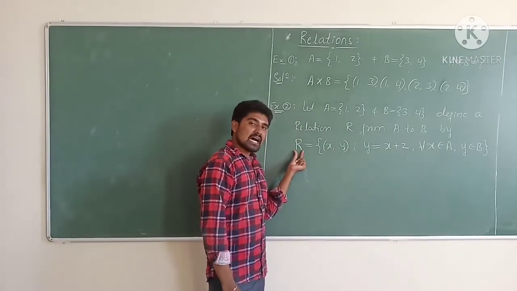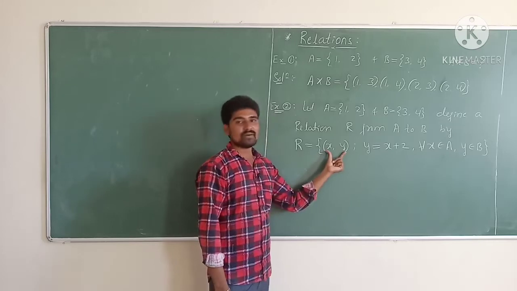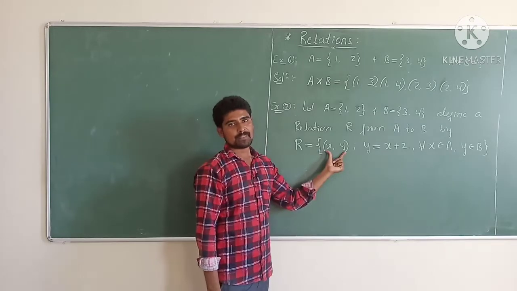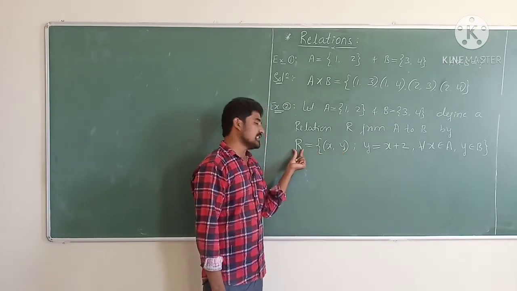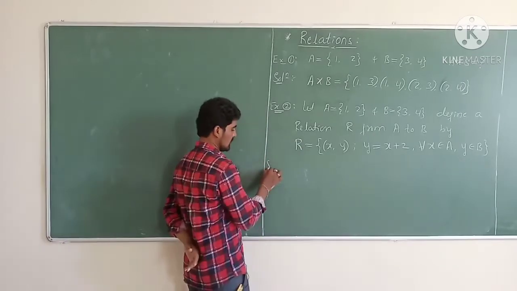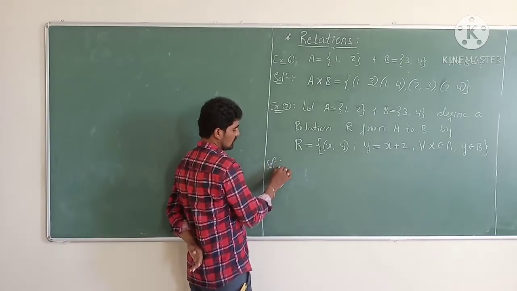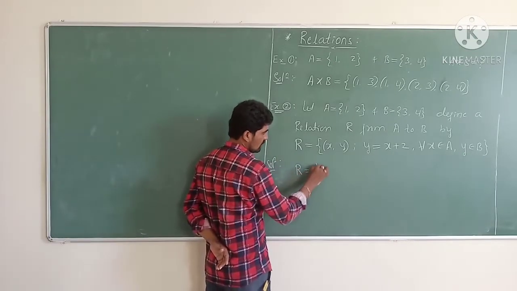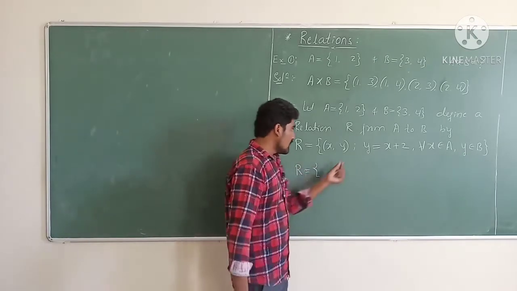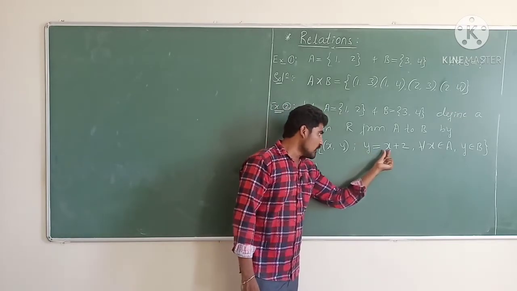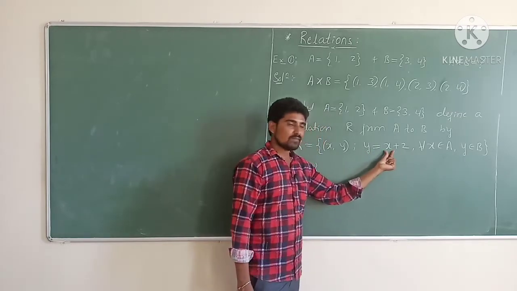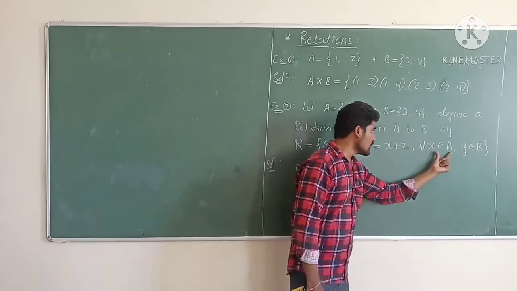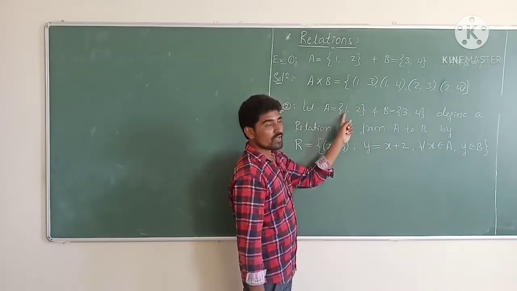This relation R is in set builder form. Just write this relation R in roster form. The roster form of this relation R is: the second element is obtained by adding 2 to the first element, and x must belong to the set A. The values of x are 1 and 2.